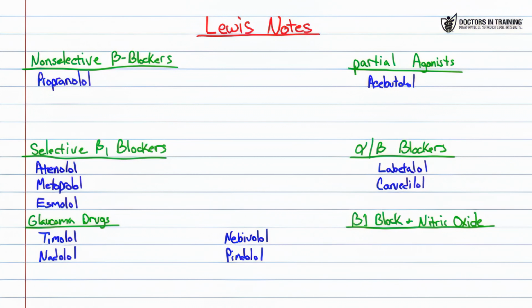Nebivolol is all in its own category here. Remember, nebivolol is the one that has that beta-1 blockade, but it also has that nitric oxide vasodilation as well. And then our last one is pindolol. Pindolol is another one of those partial agonists. It's going to act essentially as a beta blocker because it binds to those receptors, but very, very weakly. All right, so those are going to be all of our beta blockers, and if you know them in their categories, I think that'll help you a lot.